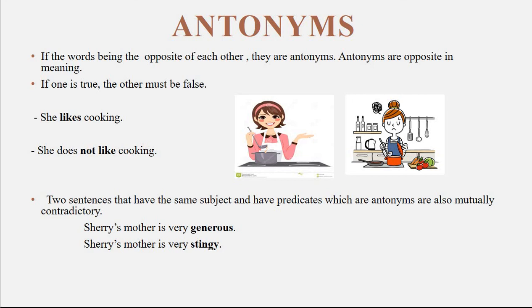So let's look at antonyms. If words are the opposite of each other, they are antonyms. So antonyms are opposite in meaning. If one is true, the other must be false. So, she likes cooking, she doesn't like cooking. Two sentences that have the same subject and have predicates which are antonyms are also mutually contradictory. So, Sherry's mother is very generous, Sherry's mother is very stingy. You see that it is contradictory. If one is true, the other must be false here, because generous and stingy are antonyms of each other.